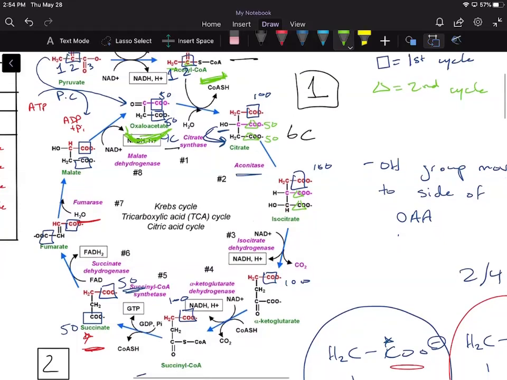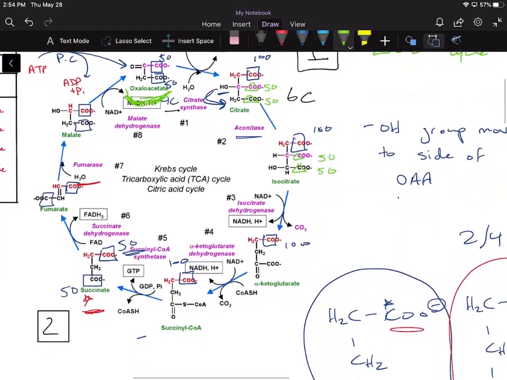Okay, and 50-50 as well. And now what we're going to do is get to the step isocitrate dehydrogenase. The key idea here is that we have a leaving group right over here as carbon dioxide. So we have to see which carbon we are losing.